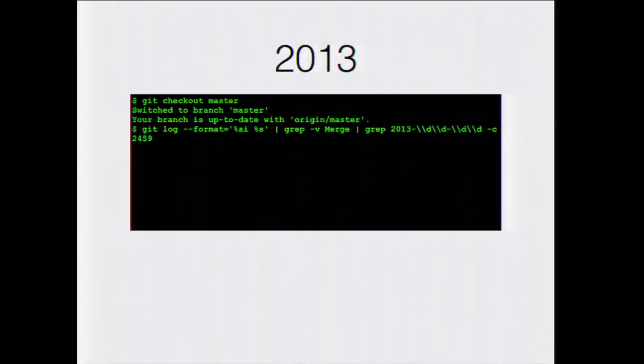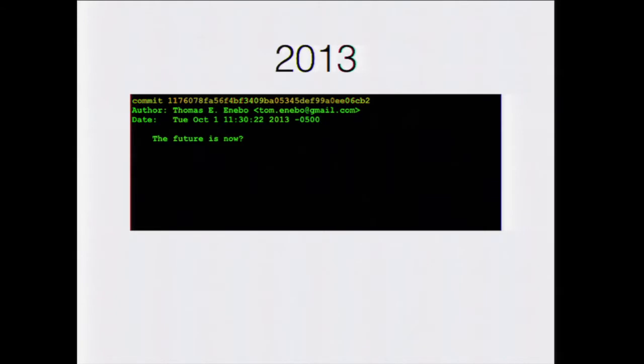We had 2,459 commits in the master branch, and 1,939 commits on the 1.7 branch. And the split happened on October 1st, and Tom is a little incredulous about the state of the future, but it should be now, exclamation point instead.